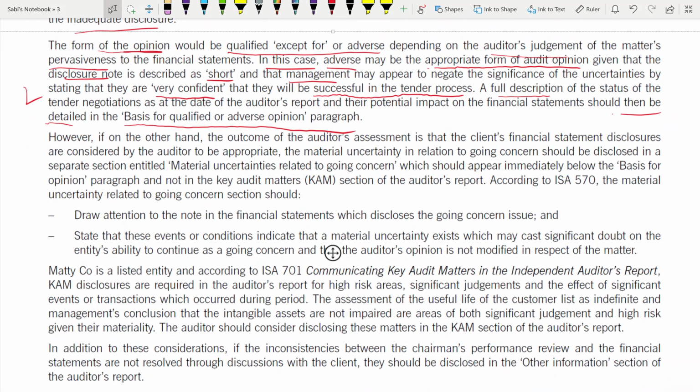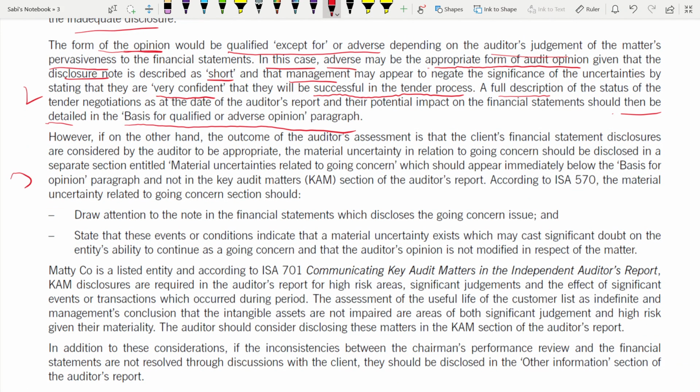So third paragraph. What does the third paragraph talk about? They are talking about KM. Okay. So however, if on the other hand it is adequate, here you're talking about if the disclosures are not adequate. Here you're talking about what if the disclosures are adequate.